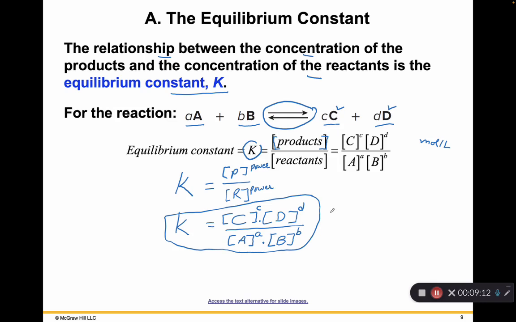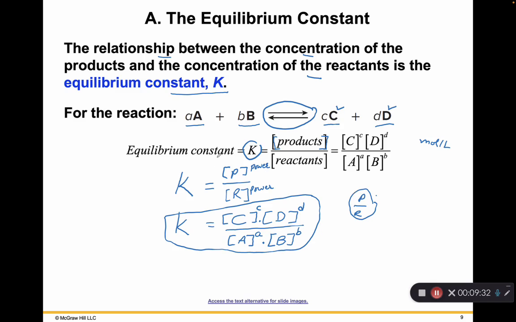Always remember, it is product on the numerator and reactant on the bottom. Sometimes students just flip it, and that makes it wrong. So we have here products divided by reactants. The ratio is called the equilibrium constant.